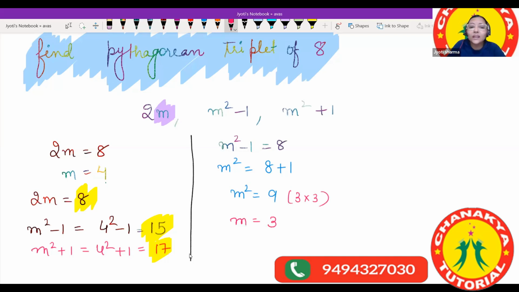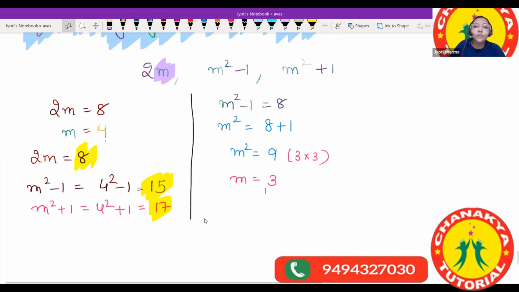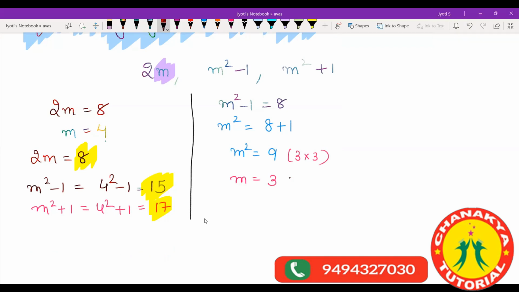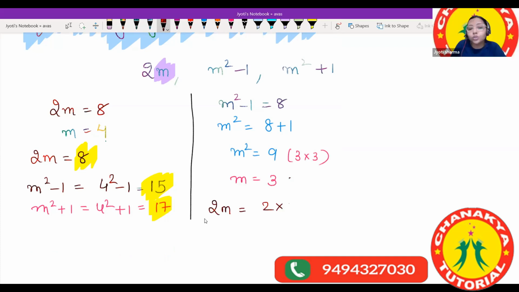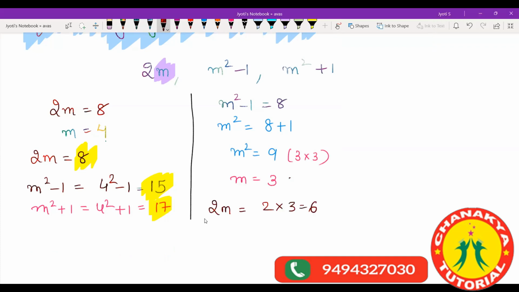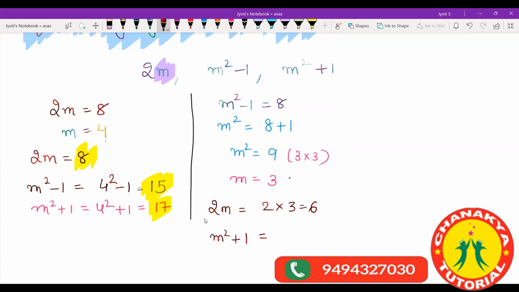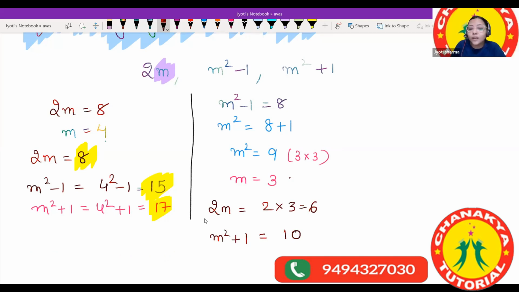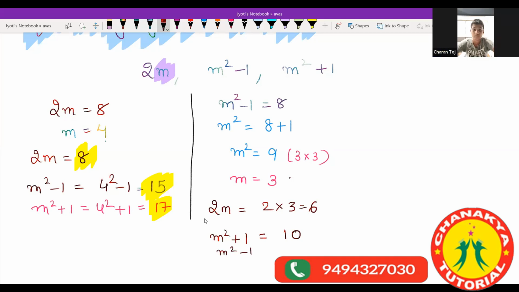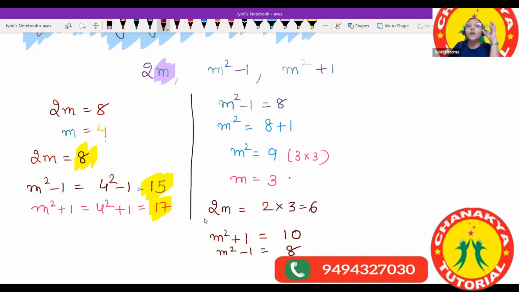Now, what are the other two triplet members? With m equal to 3, m square minus 1 is 8. 2m is 2 into 3, which is 6. Then m square plus 1: 3 threes are 9, plus 1, 10. And 3 threes are 9 minus 1 is 8. So m square minus 1 is equal to 8. These are your 6, 8, 10 Pythagorean triplet. Okay.